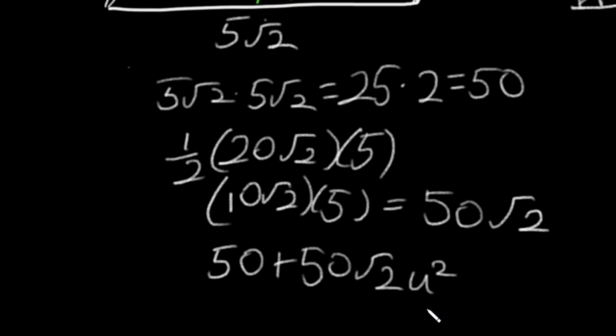This would be your final answer, unless your teacher asks you to give it in decimal form, in which case you would take the square root of 2, multiply that by 50 to get a decimal, and then add 50 to that. And whatever the unit is, of course, would be squared.